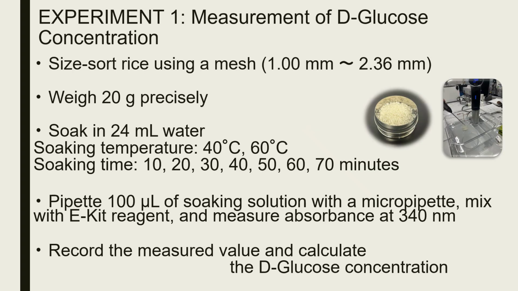The method for measuring D-glucose concentration was as follows. First, rice was sorted by particle size using a sieve, 1 mm to 2.36 mm. An exact 20 grams was weighed and soaked in 24 ml of water. The soaking temperatures were 40 degrees Celsius and 60 degrees Celsius, respectively, with a total soaking time of 70 minutes. Every 10 minutes, 100 µL of the soaking solution was collected using a micropipette. After mixing with the E-kit reagent, the absorbance was measured at 340 nm. The obtained measurements were recorded, and the D-glucose concentration was calculated.